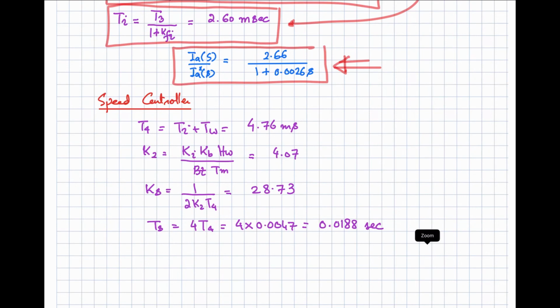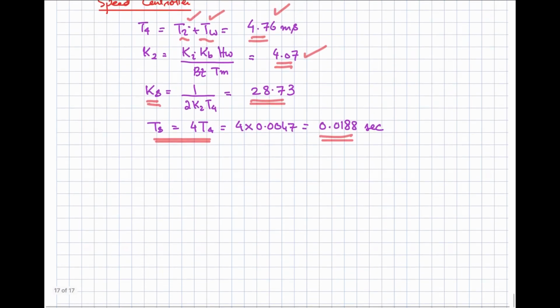After designing that one, now we can work out the speed controller parameters. The T4, as we assumed in the earlier discussion, is Ti plus T omega. Both of these are known to you, so that will be equal to 4.76, and then K2 can be calculated, that will be equal to 4.07. The Ks will be equal to 28.73, and the Ts will be equal to 4 into T4. So all the parameters for your drive have now been calculated.